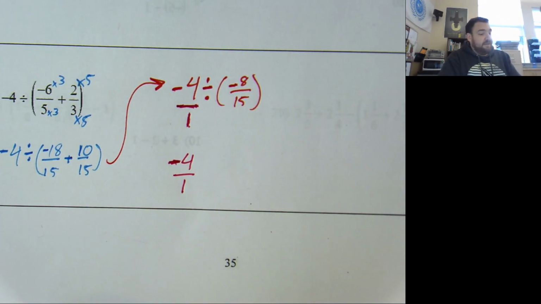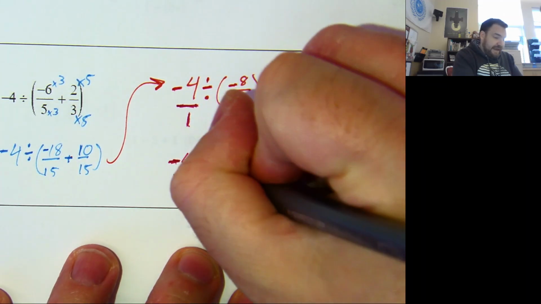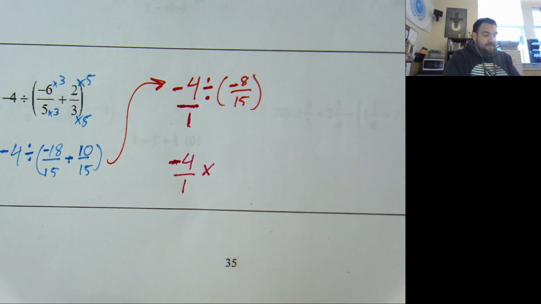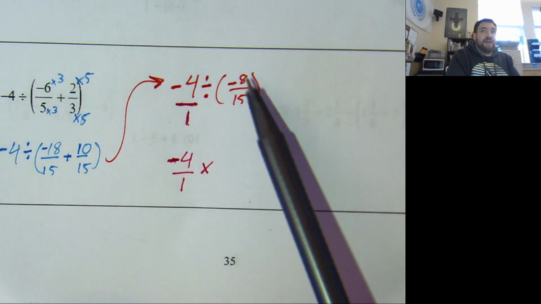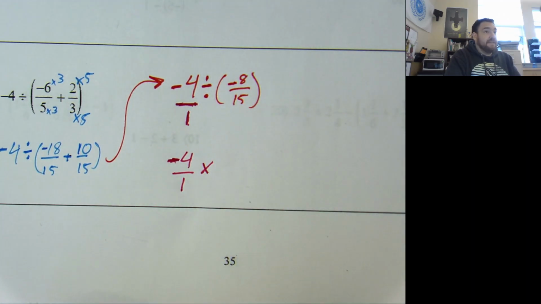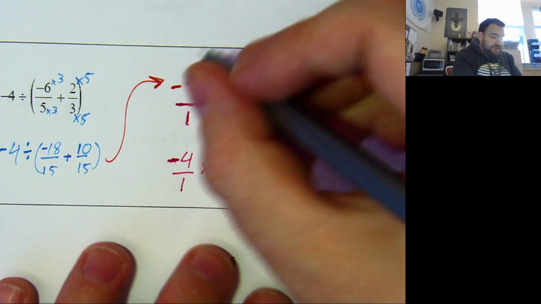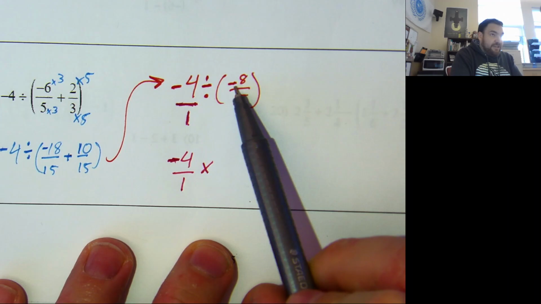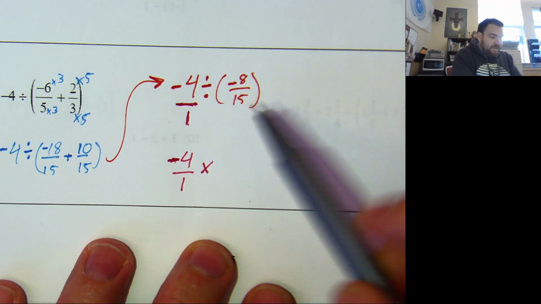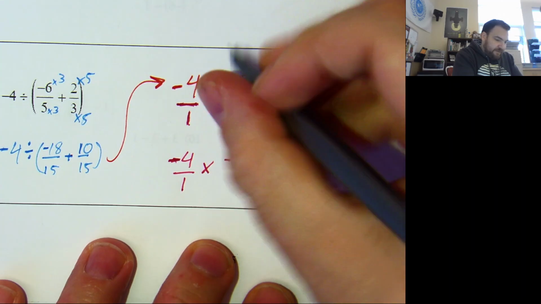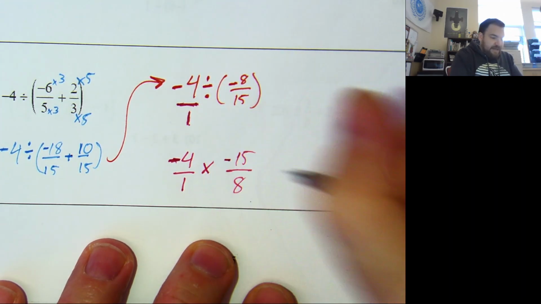Yeah, Alex. And when I do that, I also have to do what? I can only change this into multiplication if I also change the fraction somehow. I got to take the reciprocal of it. I got to flip it. So this is going to become, and leave the negative sign in the numerator, just flip the 8 and the 15. It's going to become negative 15 over 8.